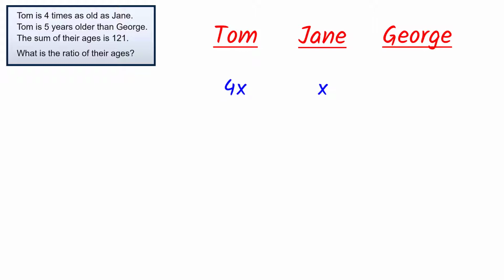The question also tells us that Tom is 5 years older than George. So if Tom is 4x, George must be whatever age Tom is minus 5. So we can write this as 4x minus 5. It then tells us that the sum of their ages is 121. The sum of their ages means the total of their ages when added together. So we have x plus 4x plus 4x minus 5 is equal to 121.